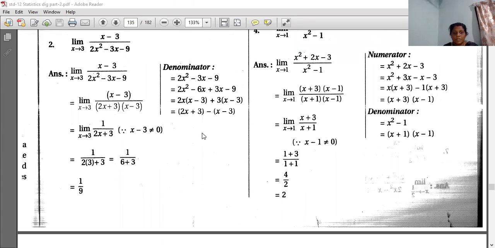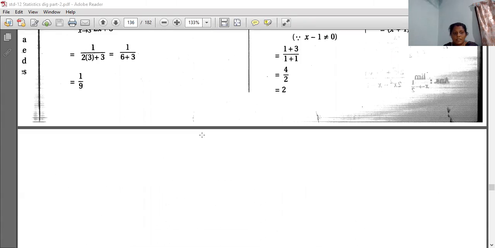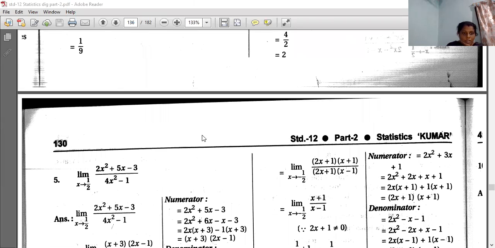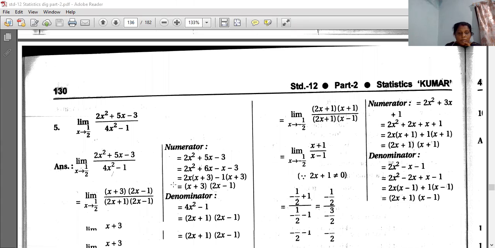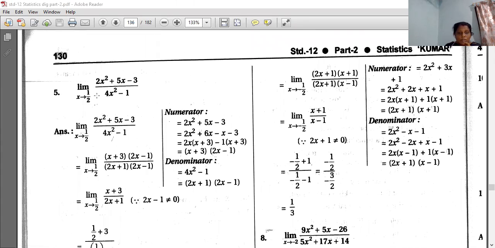Okay, now next is our fifth sum. The fifth sum is limit x tends to 1 by 2 of 2x square plus 5x minus 3 upon 4x square minus 1. Here you have to factorize the numerator and denominator again. The numerator is 2x square plus 5x minus 3.